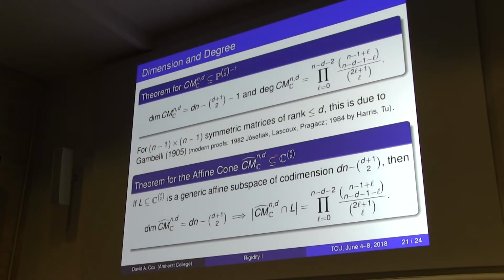And then I'm going to switch to the affine cone. This is in projective space, so I switch to the affine cone, and that increases the dimension by 1. So that's the dimension. Then if I take a generic affine subspace of that dimension, that's the codimension now. And so when I intersect it with this generic hyperplane, I just get the degree. And so now we have some sort of enumerative information for how a hyperplane meets this Cayley-Menger variety. So that's nice, we like that.